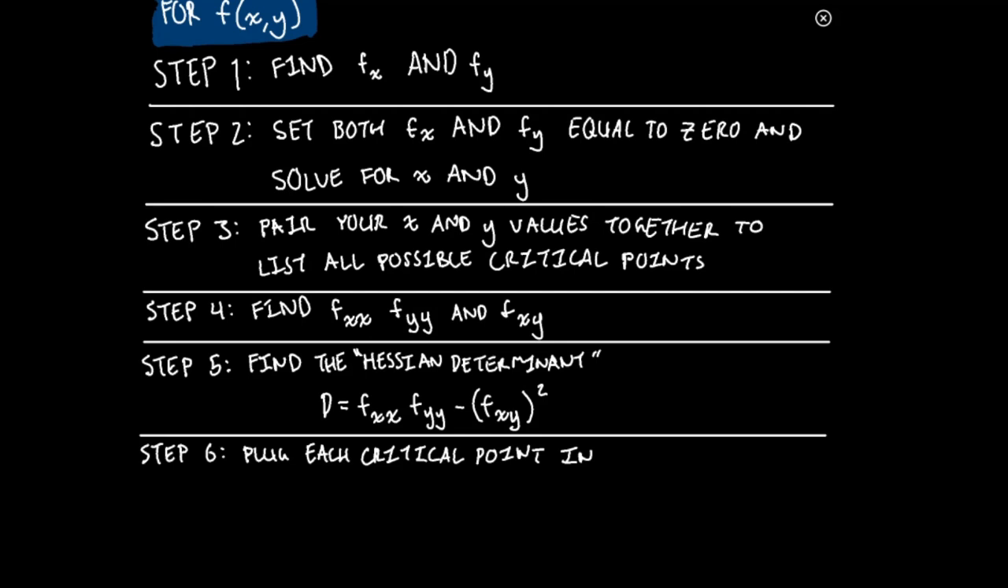For step 6, we're going to plug each critical point in. And what are we plugging it into? Well, we're going to plug it into our different second order partial derivatives, and we're going to plug it into our equation for D. And all this information that we get out is going to classify what kind of critical point it is, whether it's a local maximum, a local minimum, or a saddle point. So let's draw out that decision tree that will help us decide what kind of point it is.